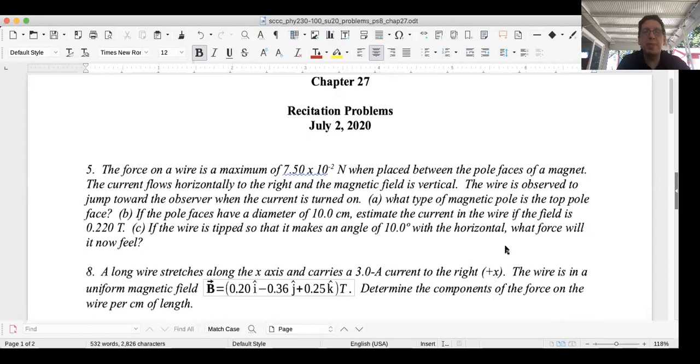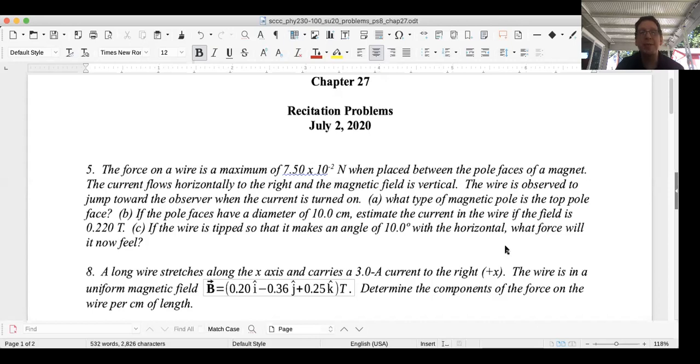So the first one, problem number 5: the force on a wire is a maximum of 7.50 times 10 to the negative 2 newtons when placed between the pole faces of a magnet. So basically, the field is going from the North Pole to the South Pole, and you can treat it as being uniform and in one direction in this problem. The current flows horizontally to the right, and the magnetic field is vertical. So that makes it easy enough to visualize. The wire is observed to jump towards the observer when the current is turned on.